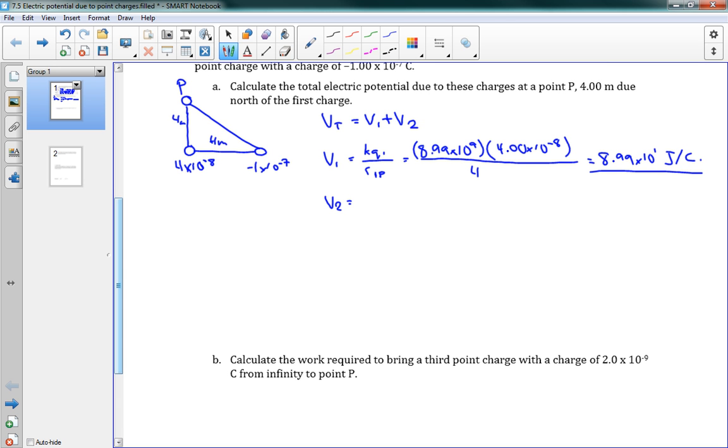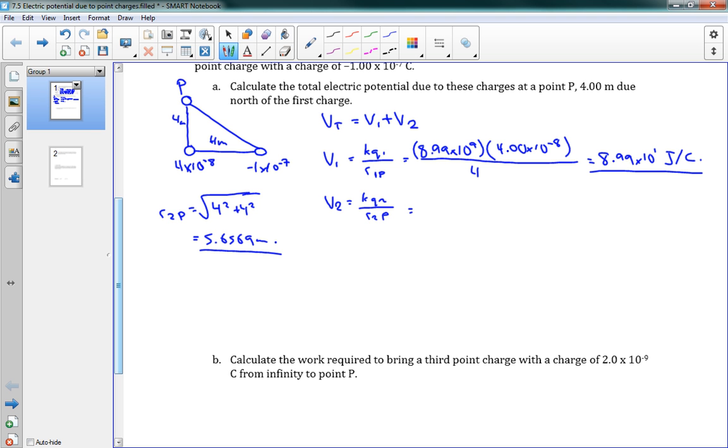V2 is equal to K Q2 over R2P, the distance between object 2 and point P. Now for this we're actually going to have to figure out what that distance is. So we can say here R2P is equal to the square root of, well, we've got a triangle here, it's 4 squared plus 4 squared. This will get us our value. So R2P is equal to 5.6569 meters.